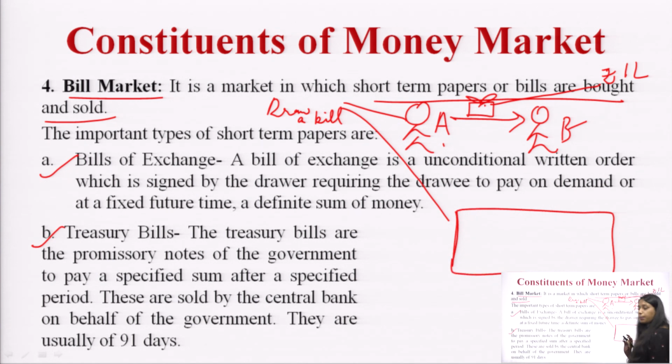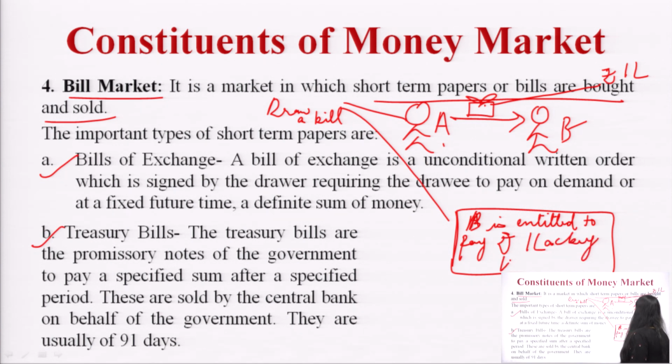So the bill will be a piece of paper where A will write that B is entitled to pay rupees 1 lakh by 15th October 2020, and what will B do? B will sign.